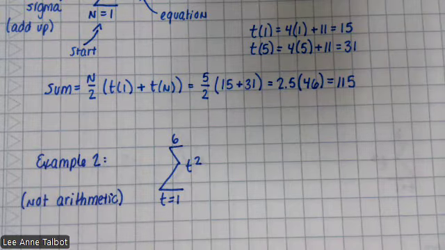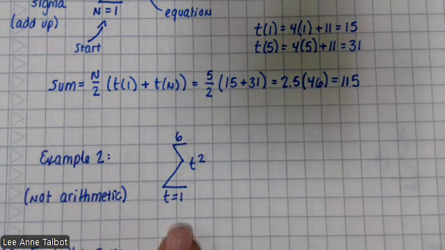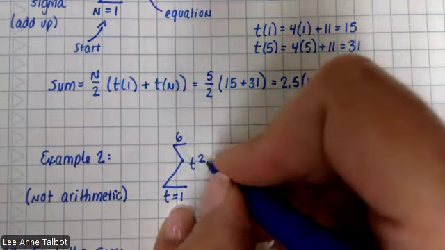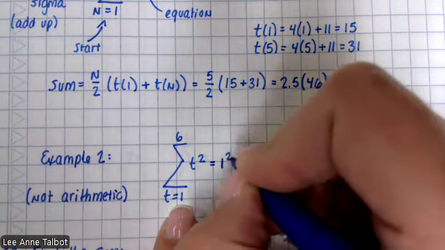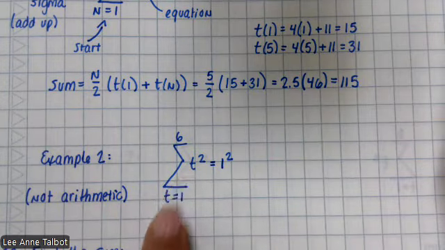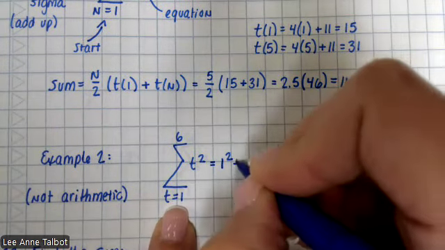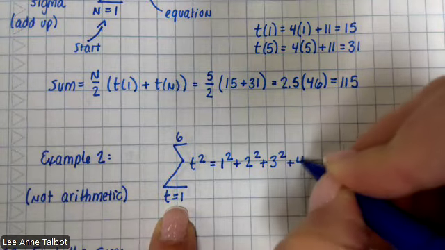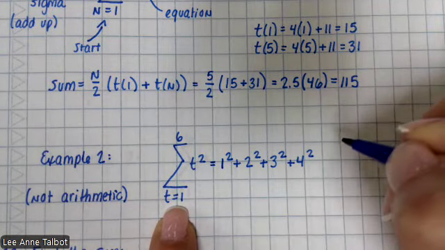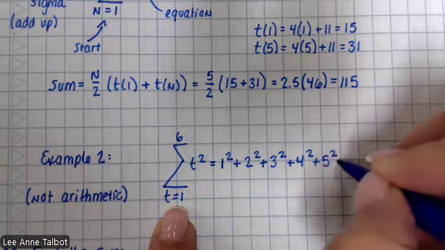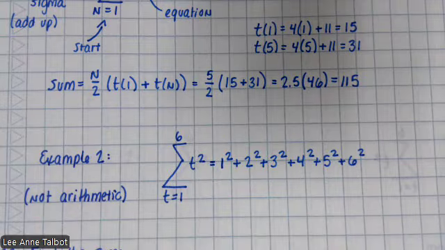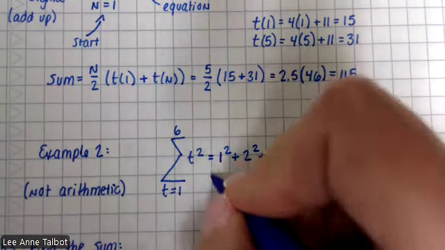Okay, so what I mean by computer programming is this is telling you where to start and this is telling you where to stop. So what this is saying is plug in 1 as the first thing, plug in 2, plug in 3, plug in 4. Where should I stop? 6. Plug in 5, plug in 6. There's no cute formula like Gauss's to add this up. You just have to add it up brute force style.